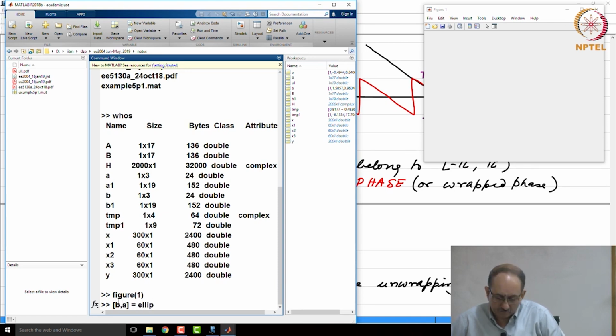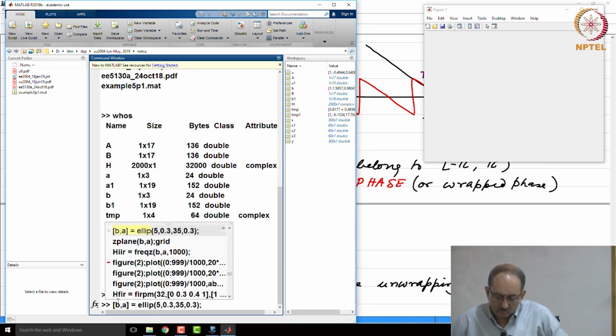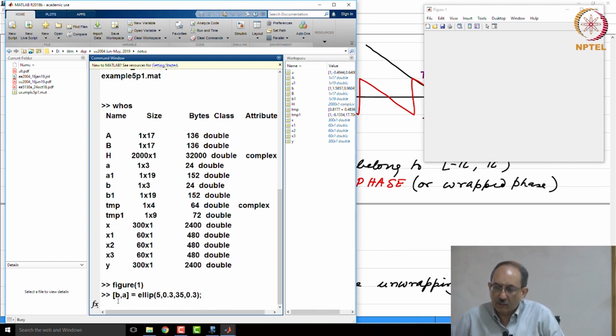So, this is the elliptic filter that I had used earlier to showcase the difference between IIR and FIR filters, roughly having the same frequency response, but the elliptic filter was of much lower order, 5th order in this case, whereas the FIR filter required order 32 to meet the same frequency response. So, that same filter I am using.